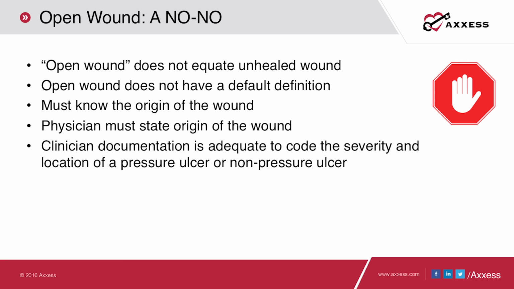But we use open wound for all kinds of things in home care. If it's a surgical wound that's healing slowly, sometimes you'll see that documented as open wound. Again, don't get in the habit of using that word. As a matter of fact, you should never or seldom ever document in your charting that it's an open wound. You should be documenting the origin of that wound stated from the physician records. And once we have that, again, the documentation by the clinician is adequate to code the severity and the location of a pressure ulcer or the depth of a non-pressure ulcer.